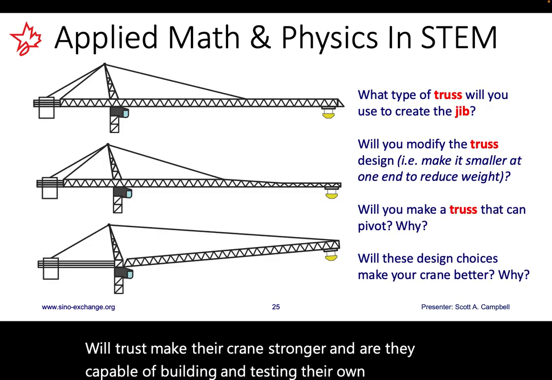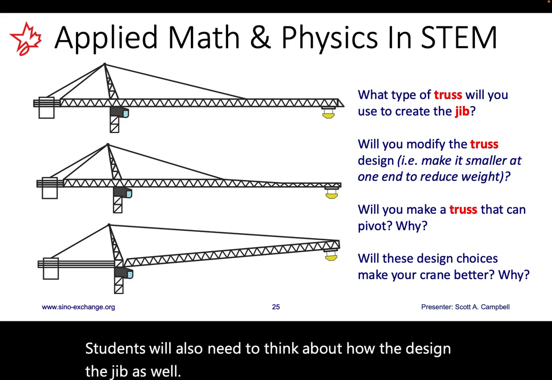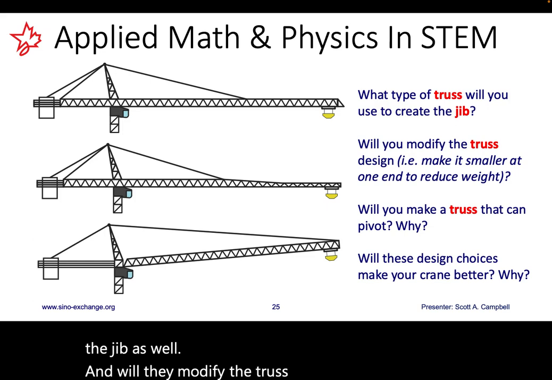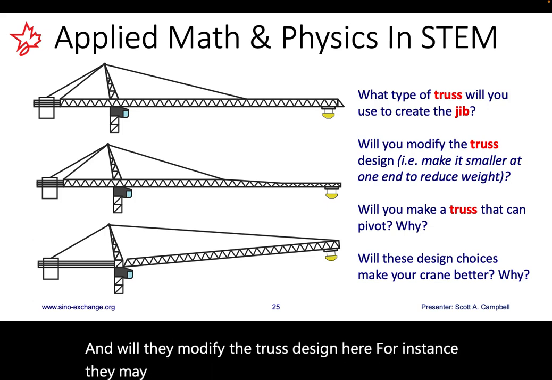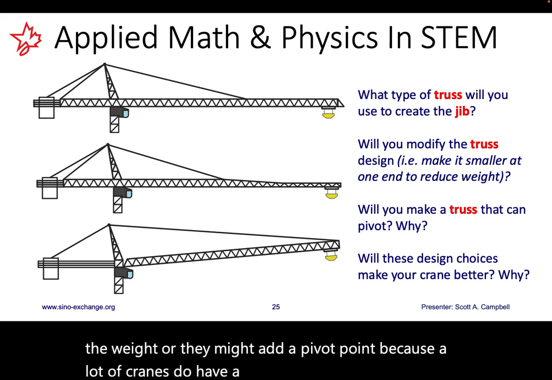Students will also need to think about how they'll design the jib as well. And will they modify the truss design here? For instance, they may decide to taper the jib at one end to reduce the weight, or they might add a pivot point, because a lot of cranes do have a pivoting point.